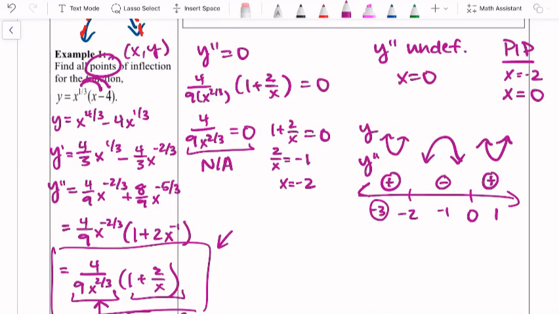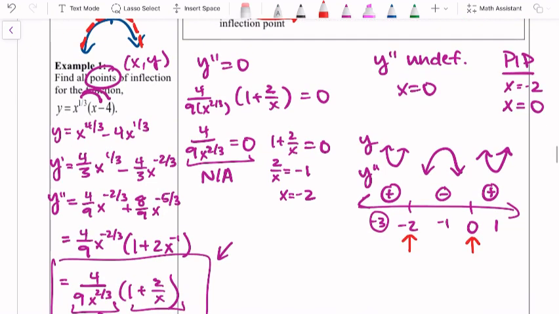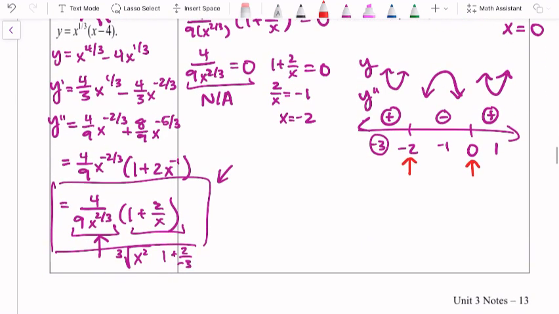So I see here that our concavity changes in two different places. We change at -2 and we change at 0. So remember, the question is asking us to find all points of inflection. So we found the x values. Now we need to plug them in and find our y values.